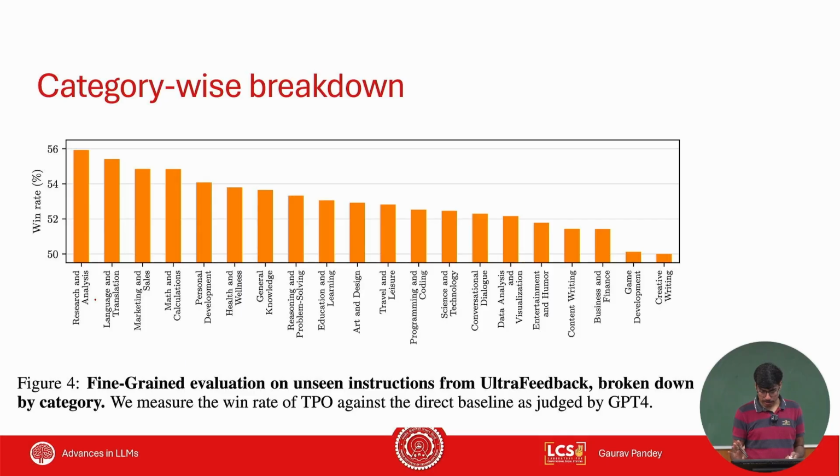This is the category-wise breakdown. So the performance on creative writing compared to SFT, on creative writing, on game development, there is not a huge improvement in performance. On research and analysis, language translation, marketing and sales, there seems to be a huge improvement in performance. Math and calculations also. Not huge, but the model is doing better than SFT to some extent. Not a very large difference, I would say.